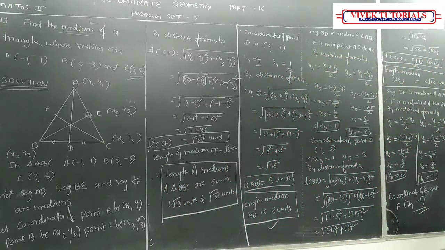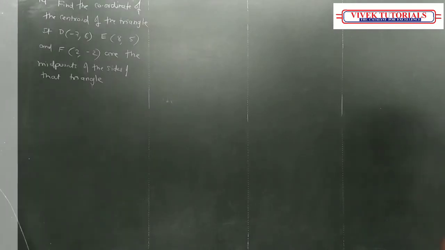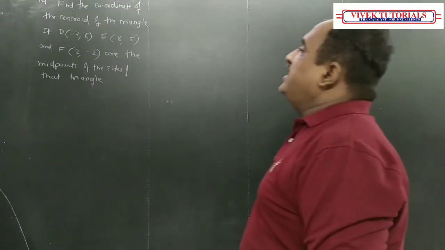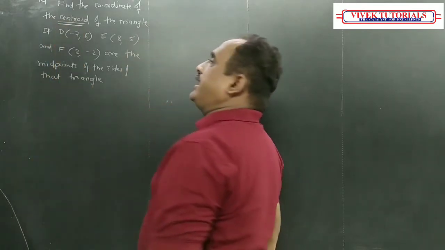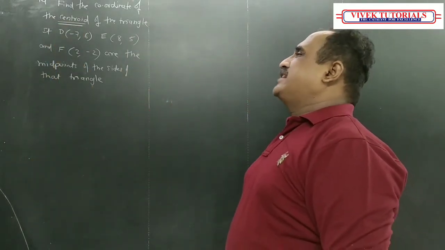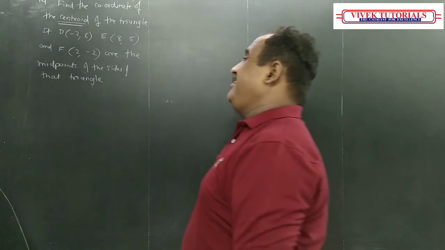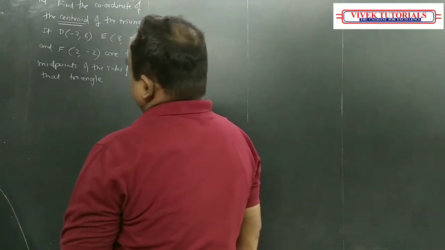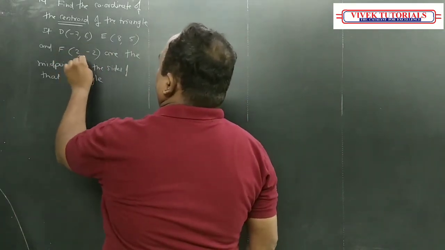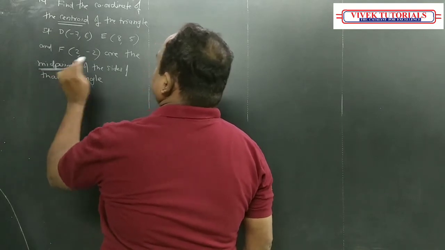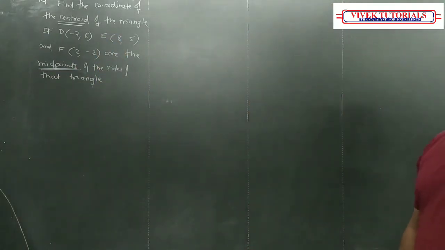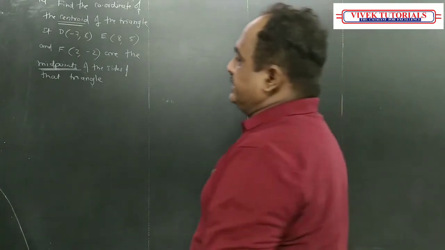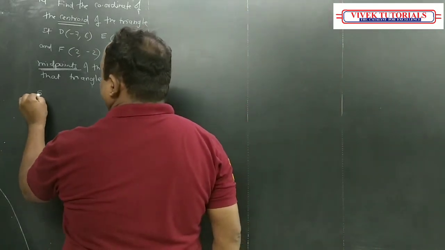Please now copy down it properly. Now 14th question. Find the coordinate of the centroid. For the centroid, we have to apply the centroid formula, x is equal to x1 plus x2 plus x3 upon 3 of a triangle. But D, E, F are the midpoints of the sides, which means they are not the coordinates of the vertices. Let us do one thing, solution.